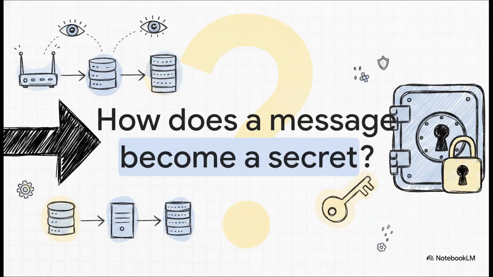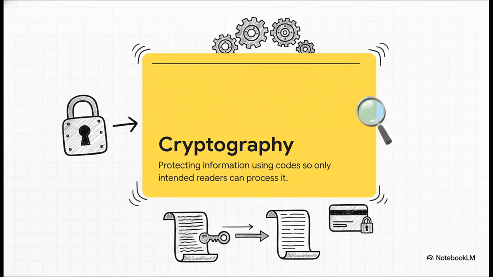Before we really get into the machinery, we have to ground ourselves in the fundamental, age-old problem we're trying to solve here. How does a message actually become a secret? Because when you send a string of text over the internet, it's passing through countless routers and servers. Literally anyone listening could potentially read it. So how do we transform that massive public broadcast into a tightly locked vault? Well, the answer is cryptography.